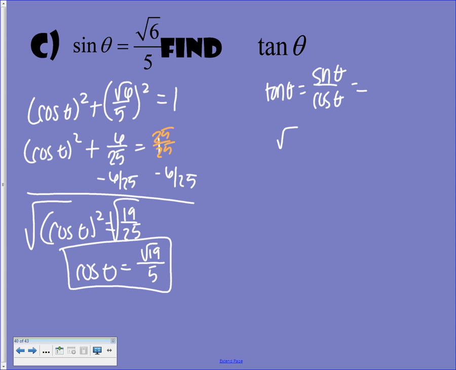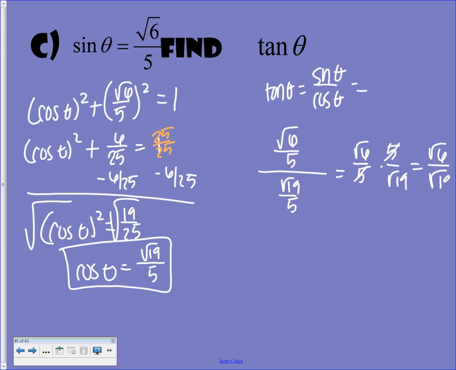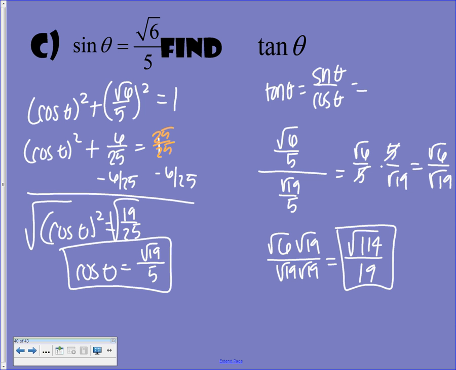Well, sine of theta is the square root of 6 over 5, over the cosine we just found, square root of 19 over 5. Dividing fractions means I'm going to multiply by the reciprocal here. So I'm going to flip the bottom fraction only. My 5's cancel, and then I multiply straight across. So I get the square root of 6 over the square root of 19. But then you have to multiply the top and the bottom by the square root of 19 because you can't have a square root on the bottom. So on the top, I'm going to multiply 6 by 19, and I'm going to get the square root of 114. On the bottom, the square root of 19 over the square root of 19 cancels to give me 19.